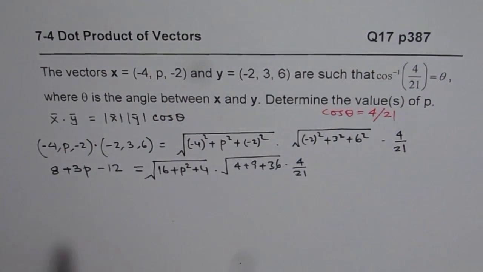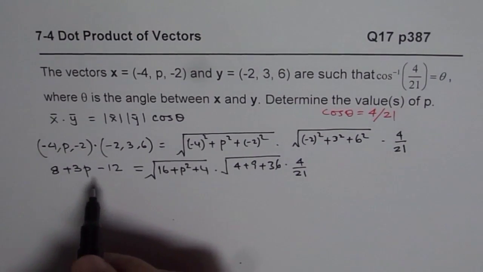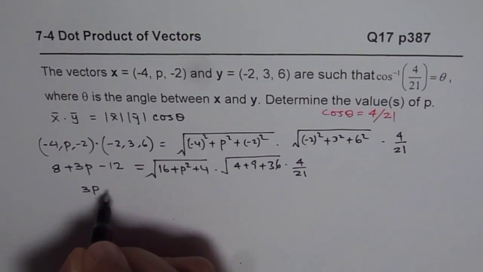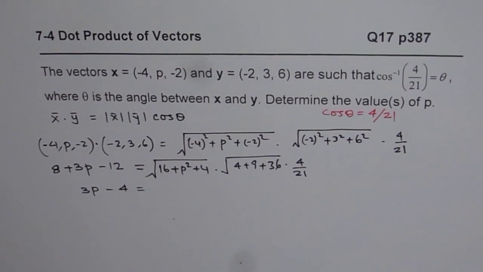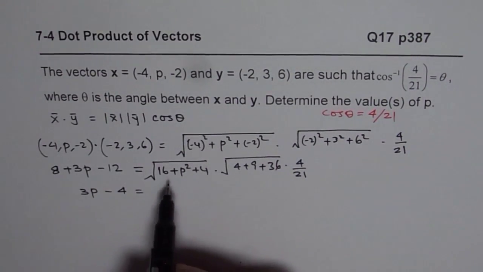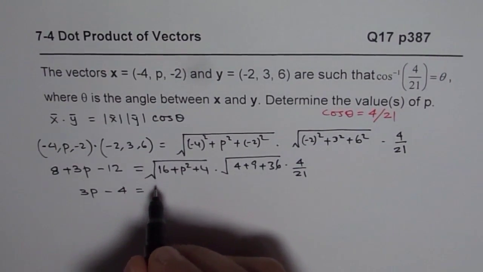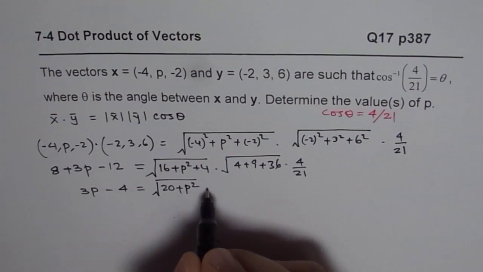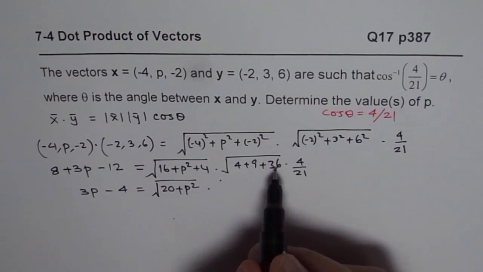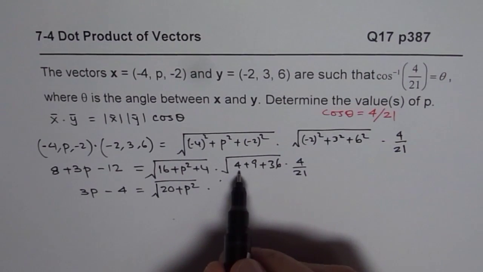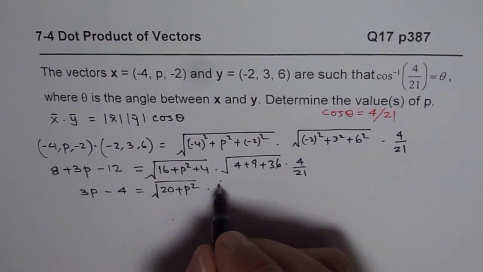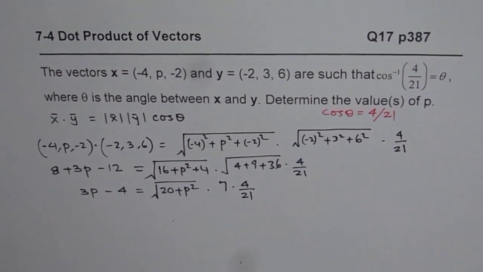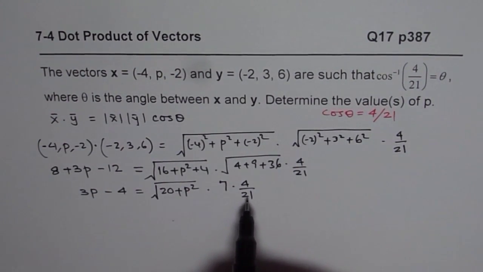So we have now only one variable, right? So 8 minus 12 is minus 4, so we get 3p minus 4 on the left side. And on the right, the square root of 20 plus p square times, here we have 36 plus 4 is 40 plus 9, 49, square root is 7, good for us, times 4 over 21. So that also simplifies. That is good. So we have 4 over 3 here, right?